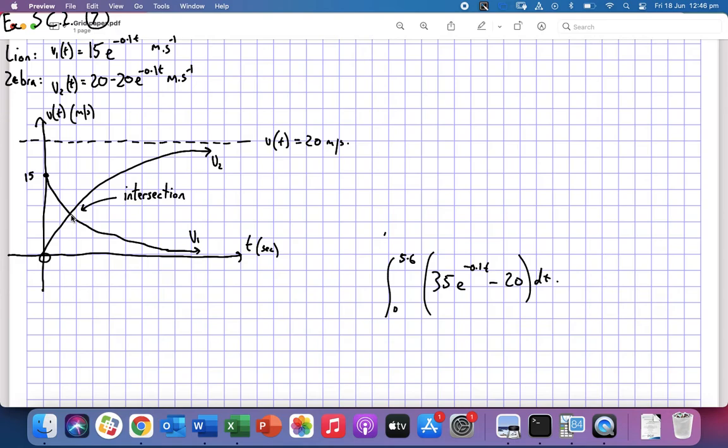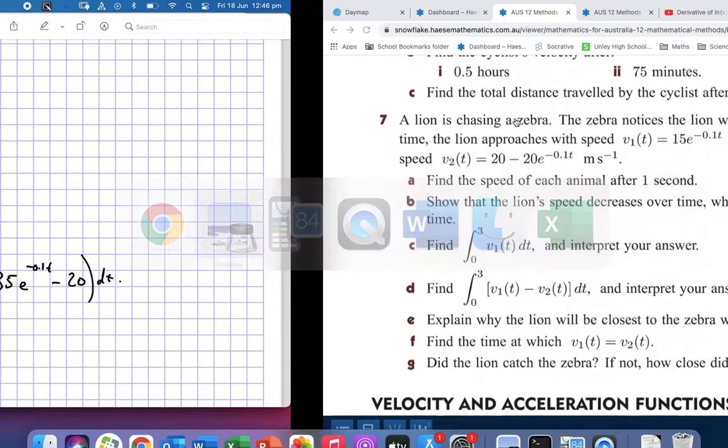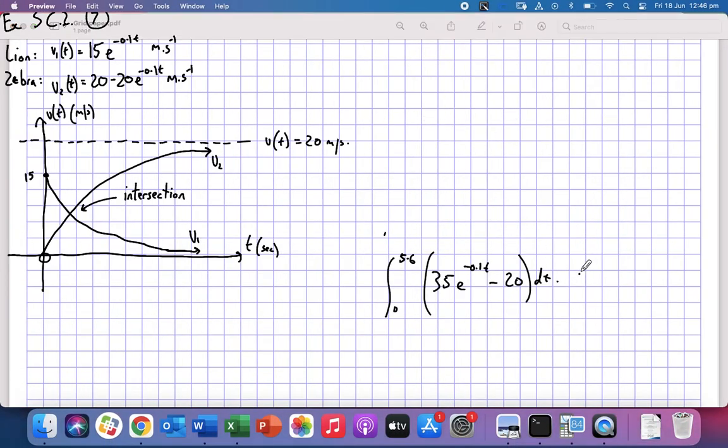Right? So lion, just to finish off, it was approximately 38 meters. Lion does not catch zebra, right? Because it needed to cover 40 meters. It didn't. And then from that point onwards, the zebra is now running faster than the lion can run. Therefore, it's going to cover more distance and the lion can no longer catch it.